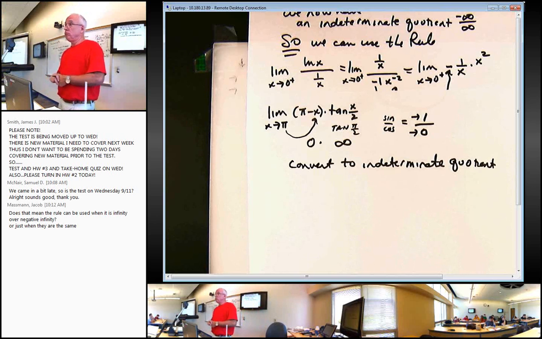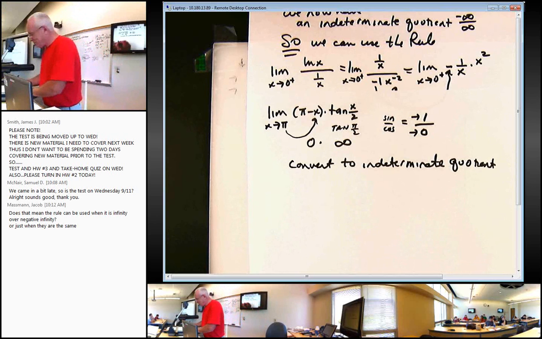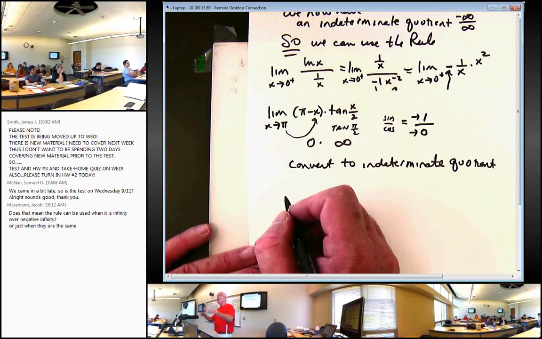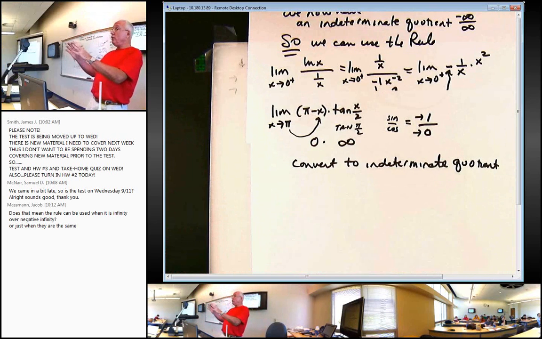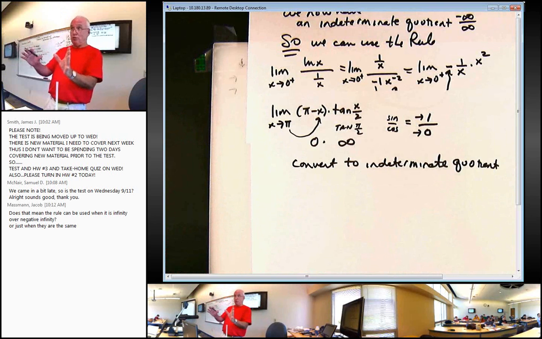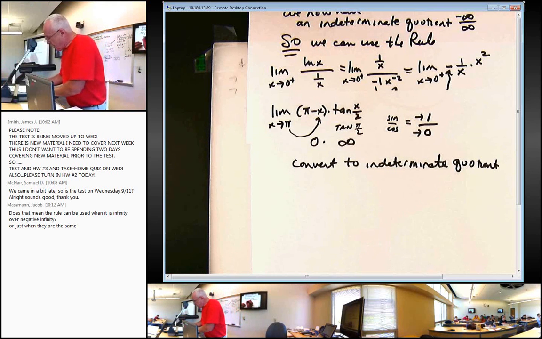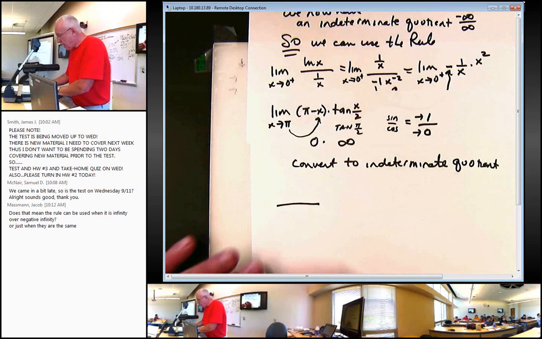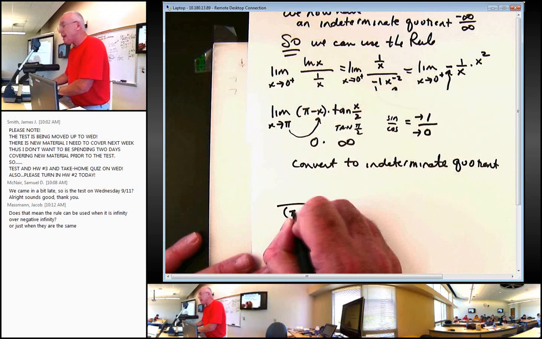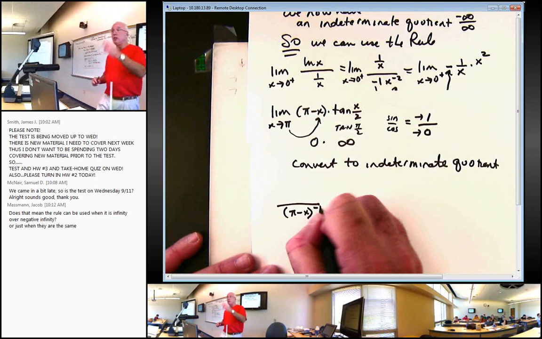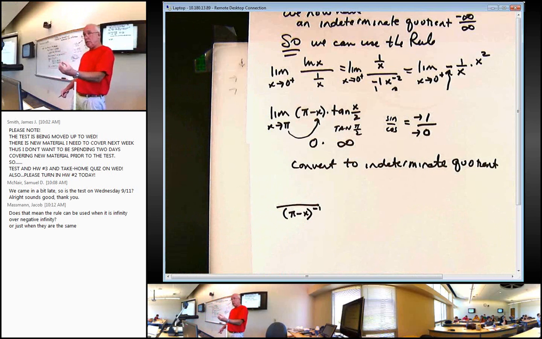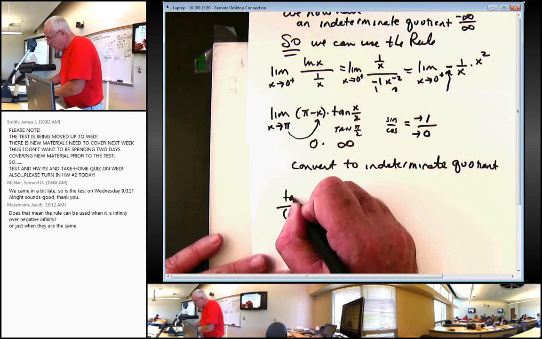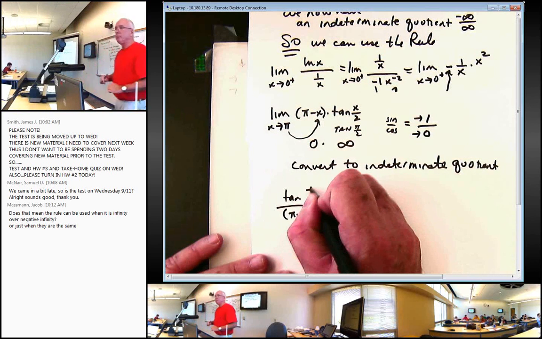Oh, you would. Okay, let's do it. Let's see what kind of mess we get. Remember I said there's generally a good way to do it and a not so good way. So let's check it out. If we decide to put pi minus x in the denominator, how would I have to write that? Pi minus x to the negative 1 power, right? Because I'm converting it from the numerator to the denominator. And then we still have the tangent of x over 2 in the numerator.